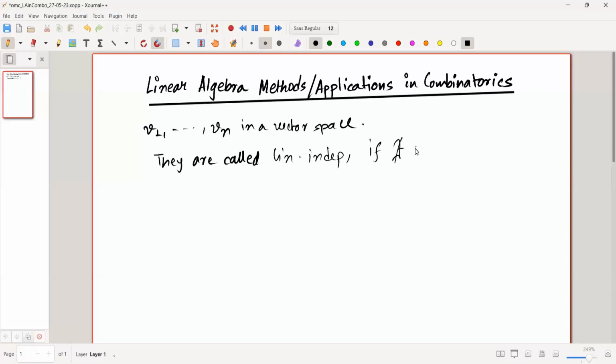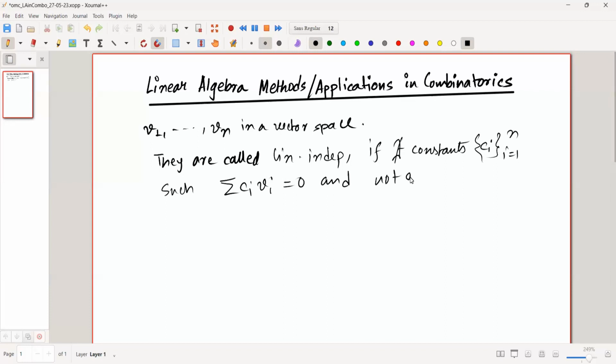So they are called linearly independent if there do not exist constants Ci such that summation Ci Vi equals 0 and not all Ci equal 0. In other words, if you have a bunch of linearly independent vectors and some linear combination of them sums to 0, then you can say that all the constants are 0.